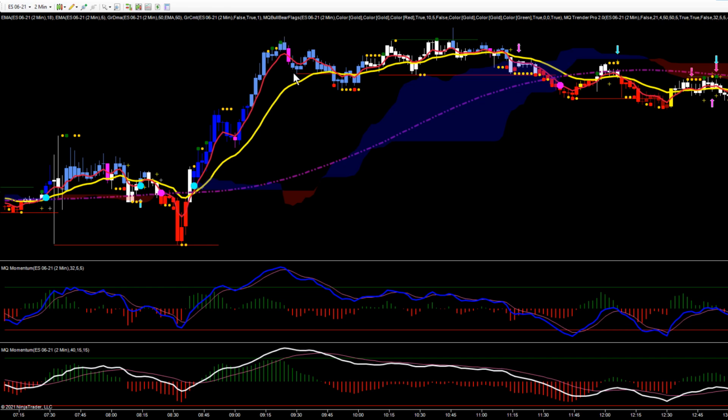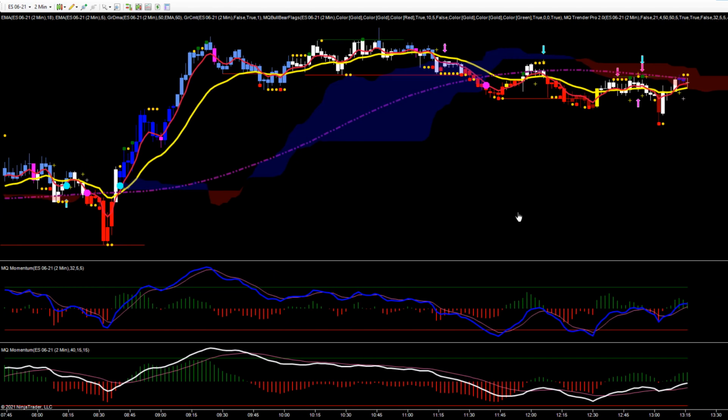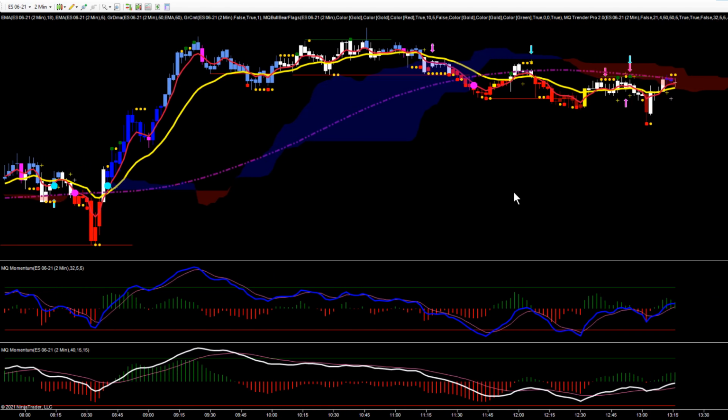Another little pullback here, sets up the reversal doji, triggers, continues. Not a big move higher, but takes you in the same direction of the trend. So you can trade reversal dojis as actual reversals and trend reversals, or you can trade them as continuations in the direction of the trend. So a couple different ways to trade reversal dojis.